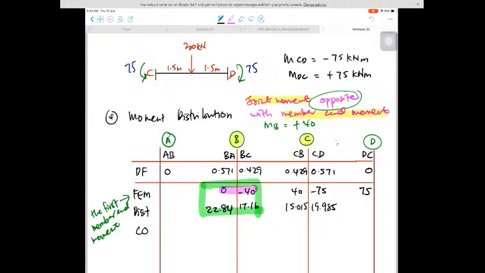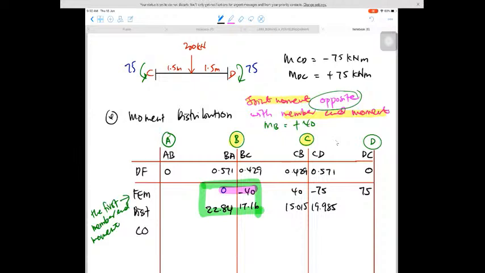So we will have the row for distribution factor. We just transfer the values from the previous step number 2 into this table. Then we will start to put the member end moments in the table, because this table will be used to determine the member end moments. All the values in the table are actually moment values.